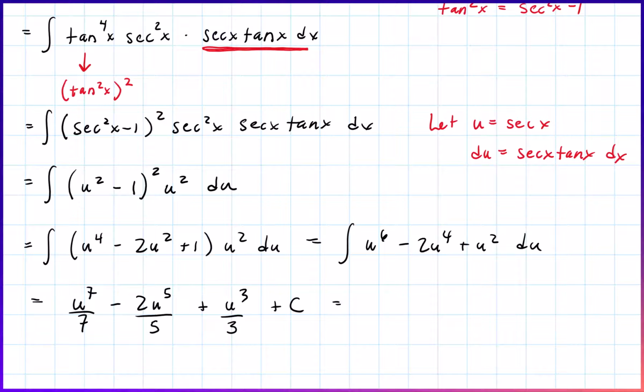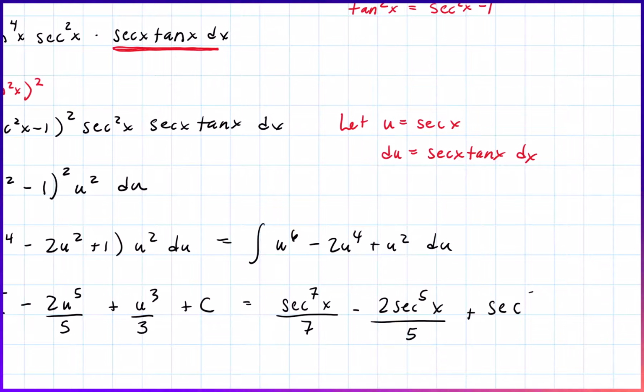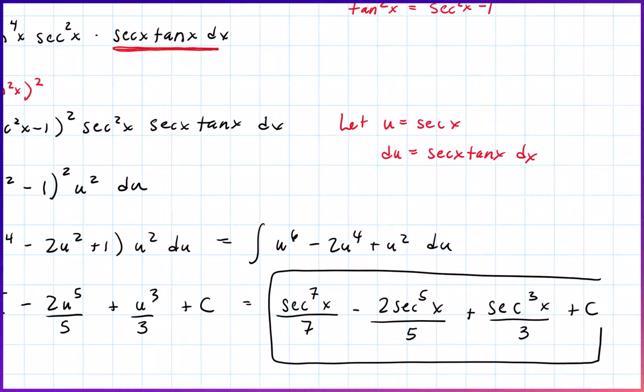Nothing reduces, but I'll put my secant back in. So that's secant to the 7th of x over 7 minus 2 secant to the 5th of x over 5 plus secant to the 3rd of x over 3 plus c, and I'm able to find my integral once again by relying on the relationships between secant and tangent, both in their derivatives and in their identity.